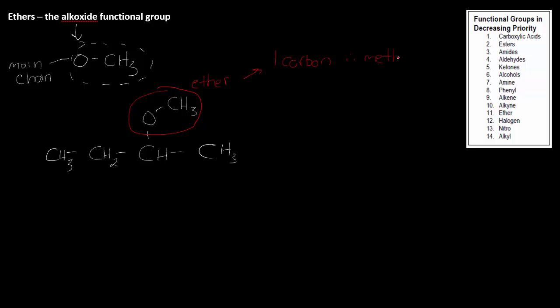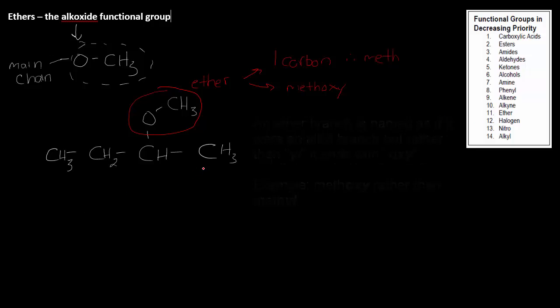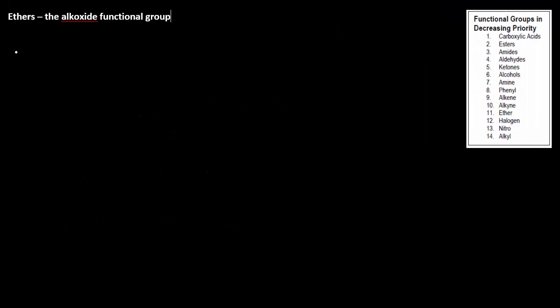There's 1 carbon in the ether branch, so it's going to be a meth of some sort. An ether branch is named as if it were an alkyl branch, but rather than calling this methyl, I terminate it with oxy. So this is called methoxy. There's a 4-carbon chain, so that's a bute. The methoxy occurs at carbon 2, so this is 2-methoxybutane.